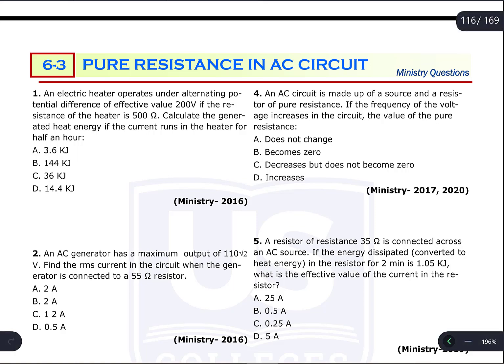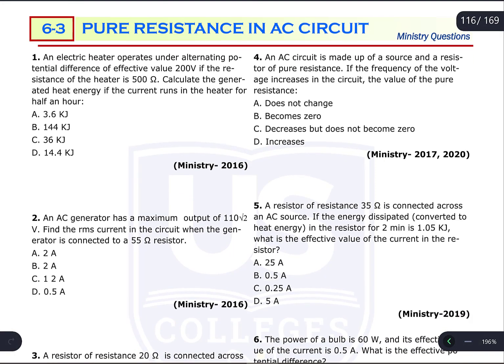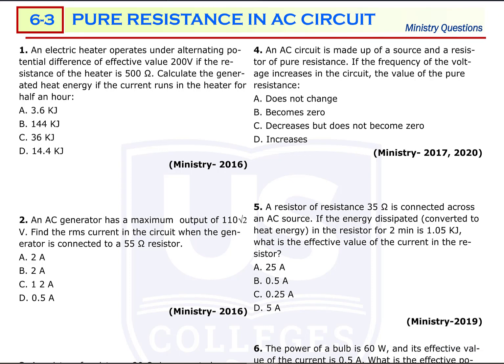Okay, we are going to now answer ministry exam questions about pure resistance in an AC circuit. Question number 1. An electric heater operates under alternating potential difference of effective value 200 volts. So this is the effective potential difference. If the resistance of the heater is 500 ohm, this is resistor R, calculate the generated heat energy if the current runs in the heater for half an hour, which is delta T.